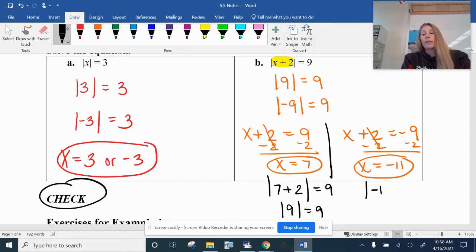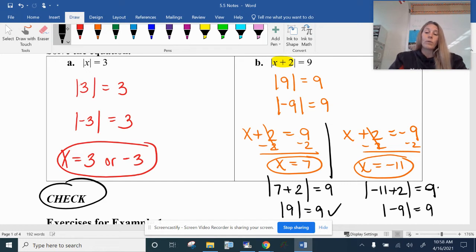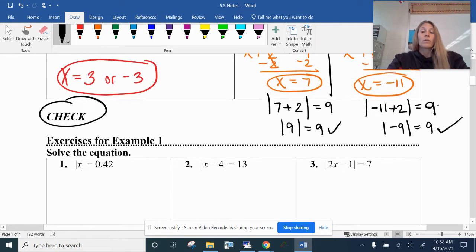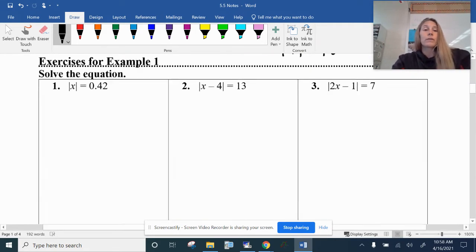Now what if I plug in the negative 11? Well, negative 11 plus 2 equals negative 9, and that also has a distance of 9 away from 0. So the absolute value of negative 9 is also equal to positive 9. So therefore, we know that these two values for x are solutions. So let's practice a few more of these.